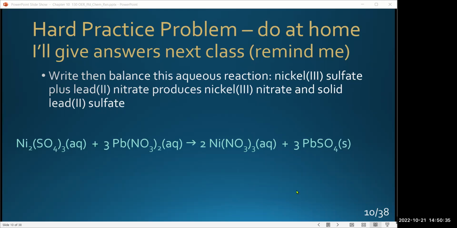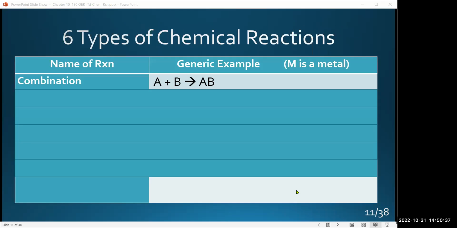All right. So in general terms, the 6 types of reactions are as follows. The first one is called a combination reaction, where you have 2 different elements. That's how you recognize that you have a combination reaction: the reactants are elements. And when they combine, they come together and form a compound. In this case, the compound in generic letters is AB.